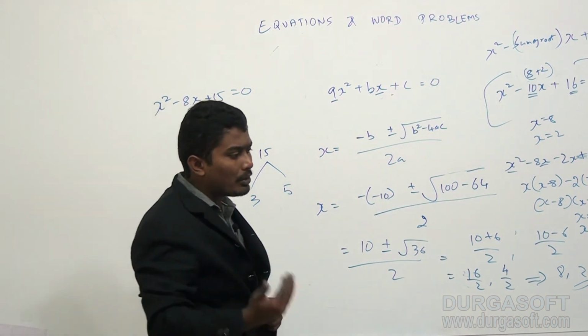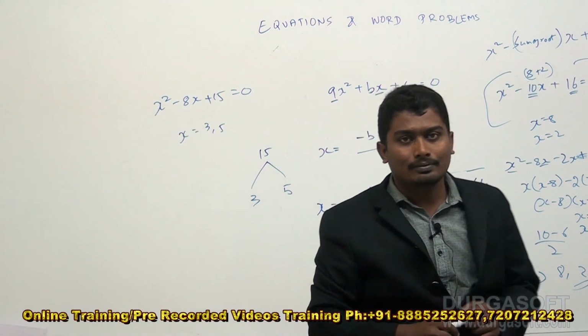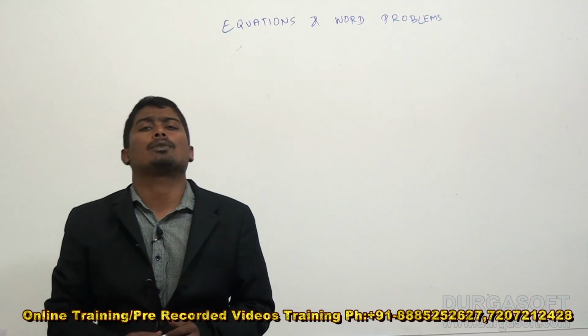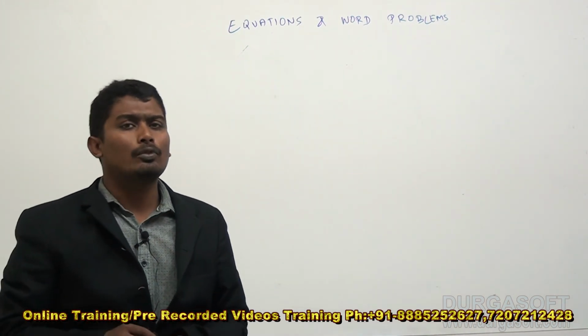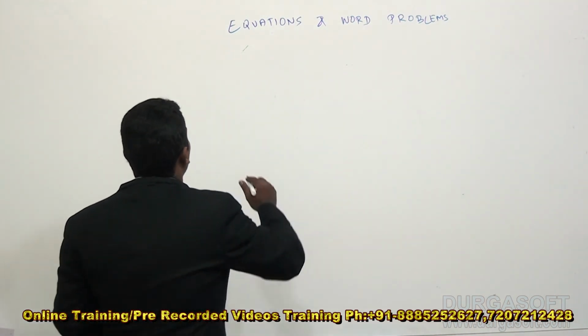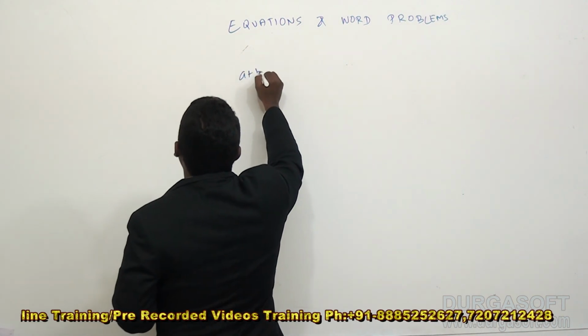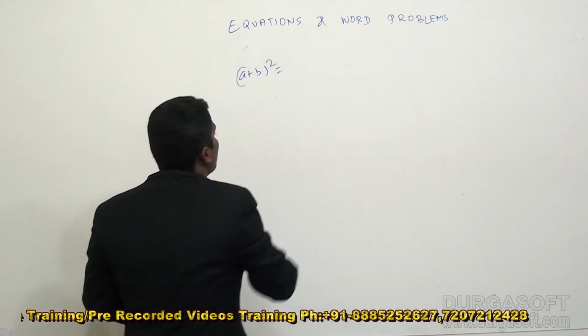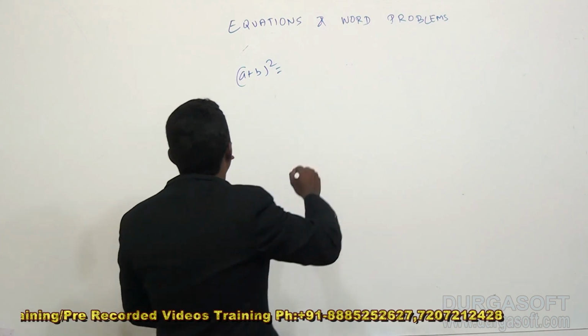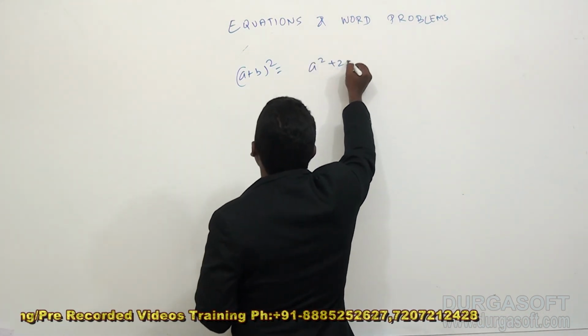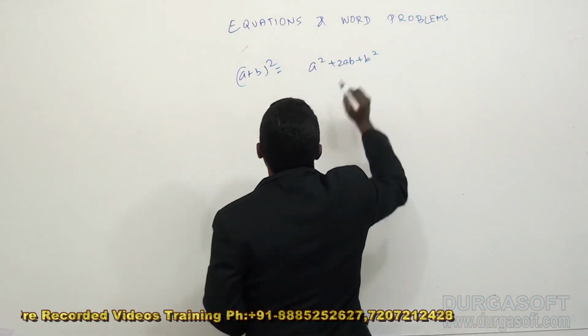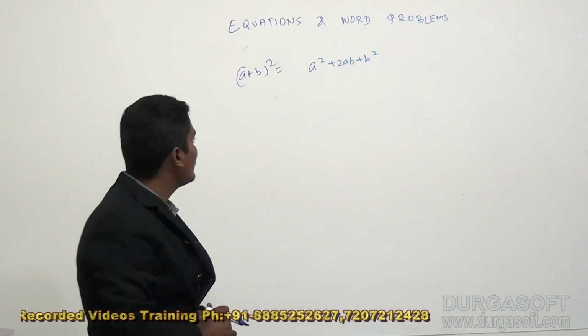Now we will try to do some problems based on this quadratic equation. For solving problems based on quadratic equations, we will also need to know some formulas. The formulas are a plus b the whole square. What is the formula for a plus b the whole square? You can write it as a square plus 2ab plus b square.